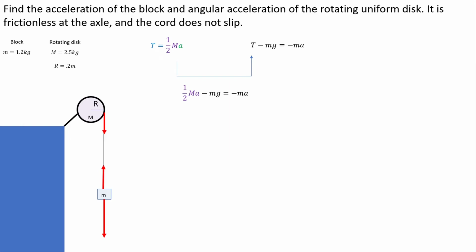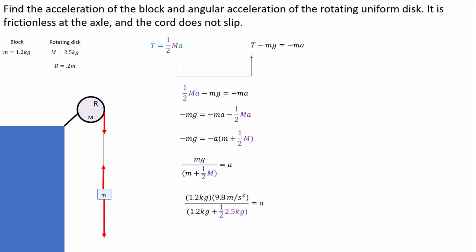Let's rearrange the equation to get acceleration by itself. We get mass of the block times gravity divided by mass of the block plus 1/2 mass of the disk equals acceleration. Plug in the known variables and solve for linear acceleration. The acceleration is 4.8 meters per second squared. Afterwards, solving for angular acceleration will be much shorter, as we know that angular acceleration equals linear acceleration divided by radius. The angular acceleration is 24 radians per second squared.